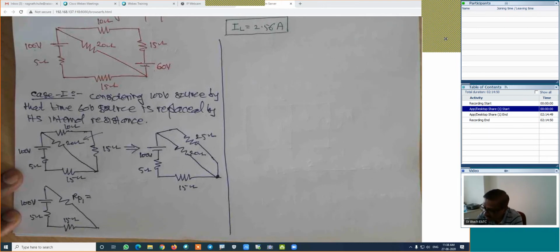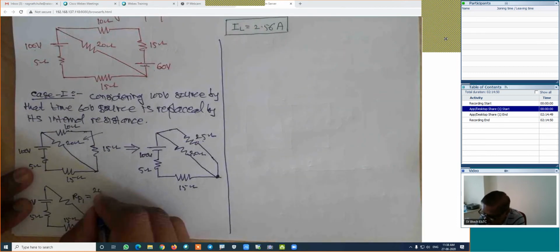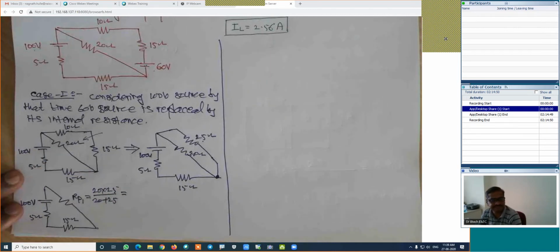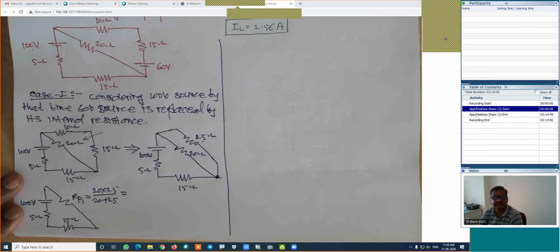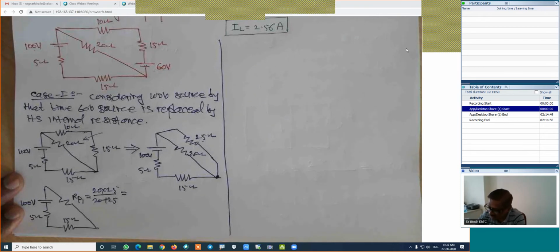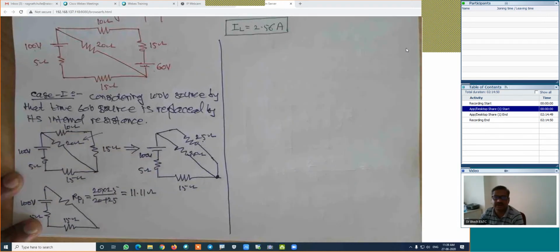How is RP1? 25 into 20 divided by 25 plus 20, that is the parallel combination of the 2. How much is RP1? Yes, Avinash. Unmute yourself. 11.11. It is 11.11 ohm, the value of RP1.